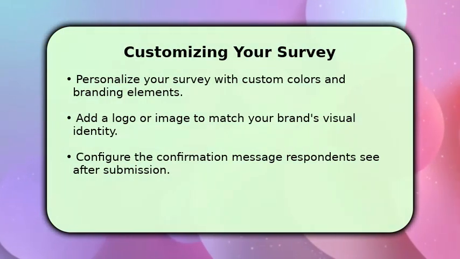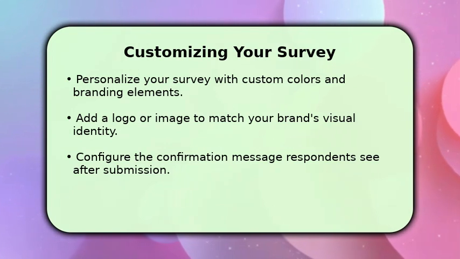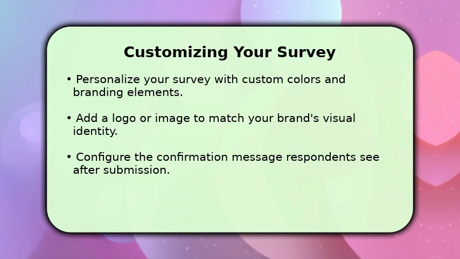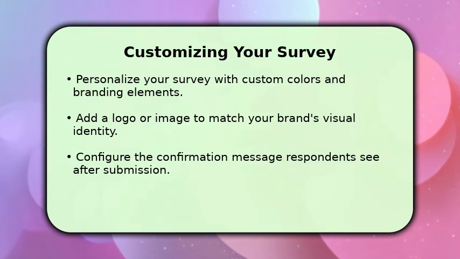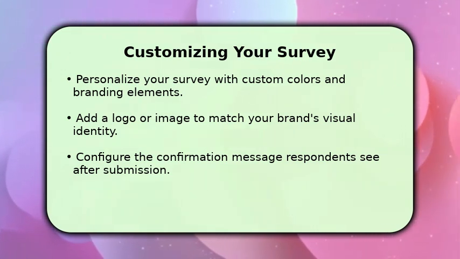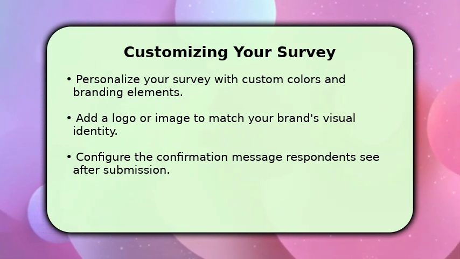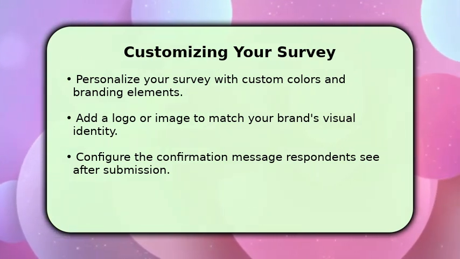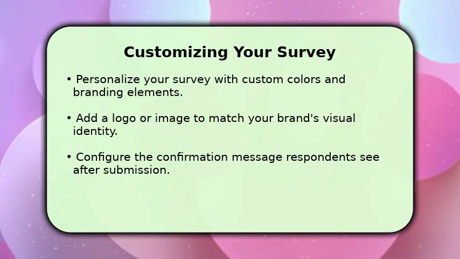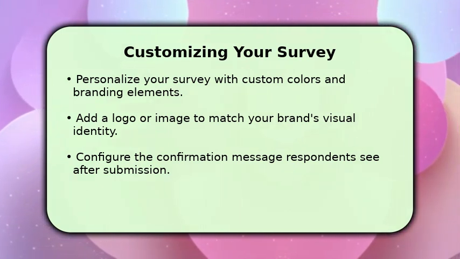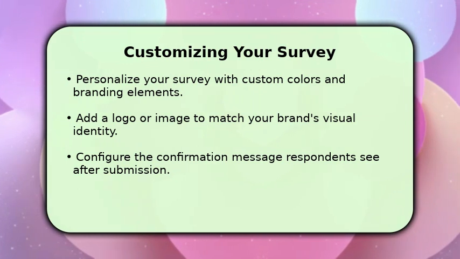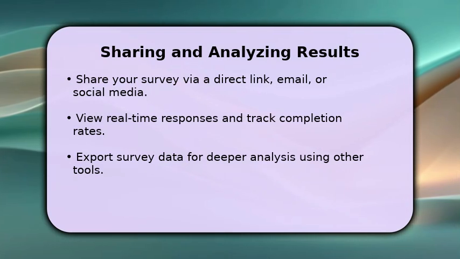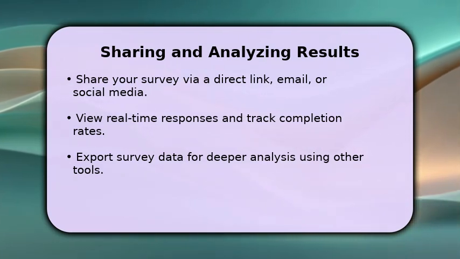Next, it's time to customize your survey's appearance. You can personalize it with your brand's colors and add a logo or other images to maintain a consistent visual identity. Mailchimp provides options to adjust fonts and background colors, making your survey visually appealing. Don't forget to configure the confirmation message that respondents will see after they submit their answers, providing a clear thank you or next steps. Finally, let's talk about sharing your survey and analyzing the results.